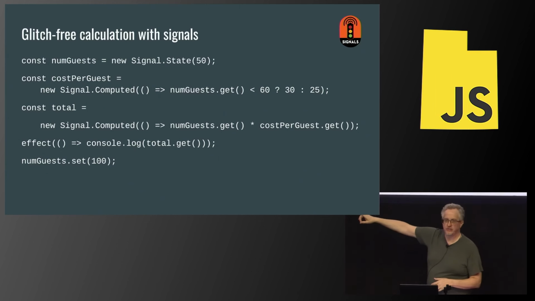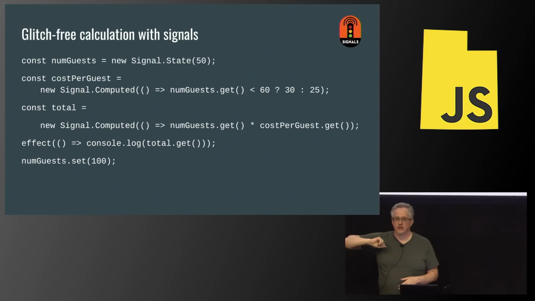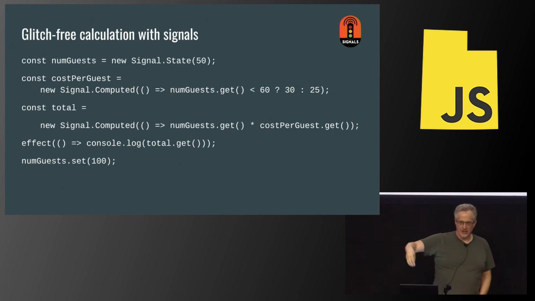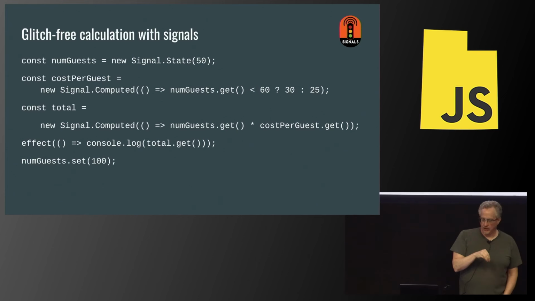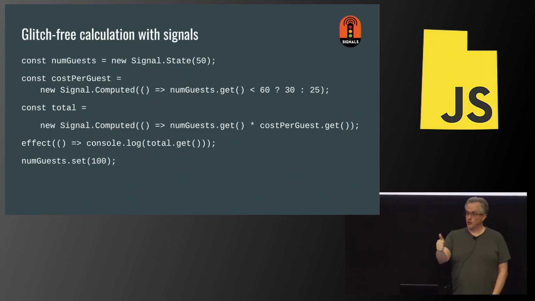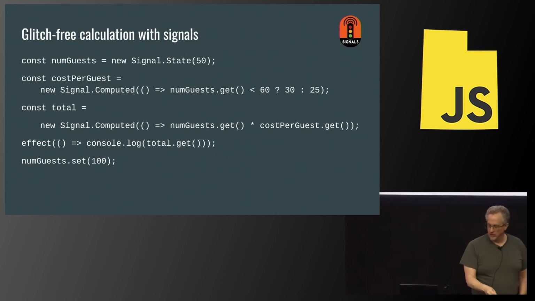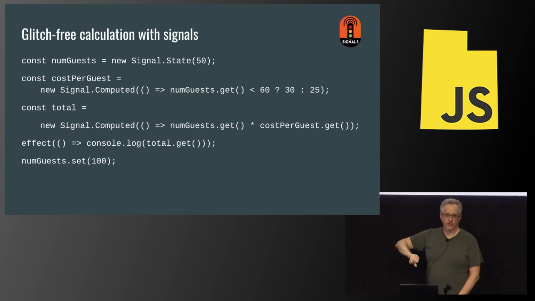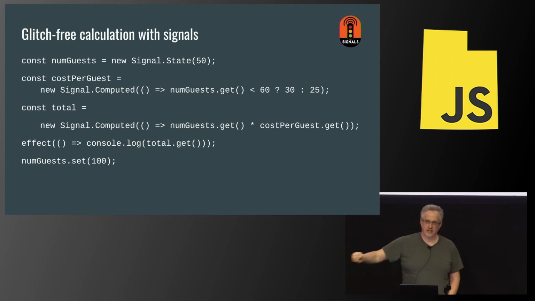But then we change num guests to 100. And this is where signals actually matter. What happens when we change that value in that box is that num guests has a new value. Great, it's done. But it notifies the things that depend on it that they are dirty. So now cost per guest knows that it's dirty, and total knows that it's dirty. They know that they have stale information.